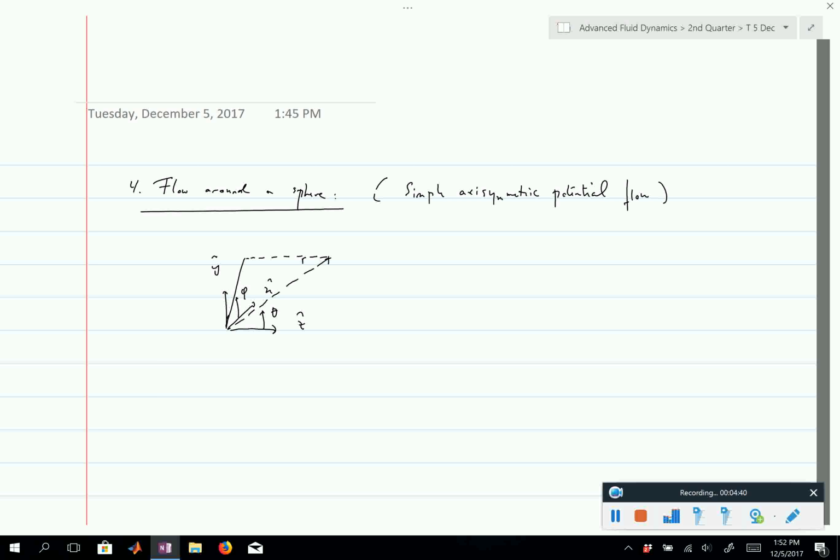And our sphere is going to be centered. So this is our coordinate system. I'm not going to reproduce the coordinate system and the sphere together, otherwise it's going to be confusing. But our sphere is going to be here. And the uniform flow at infinity is going to be in the x direction. So we're going to look at the flow around this object. Okay.